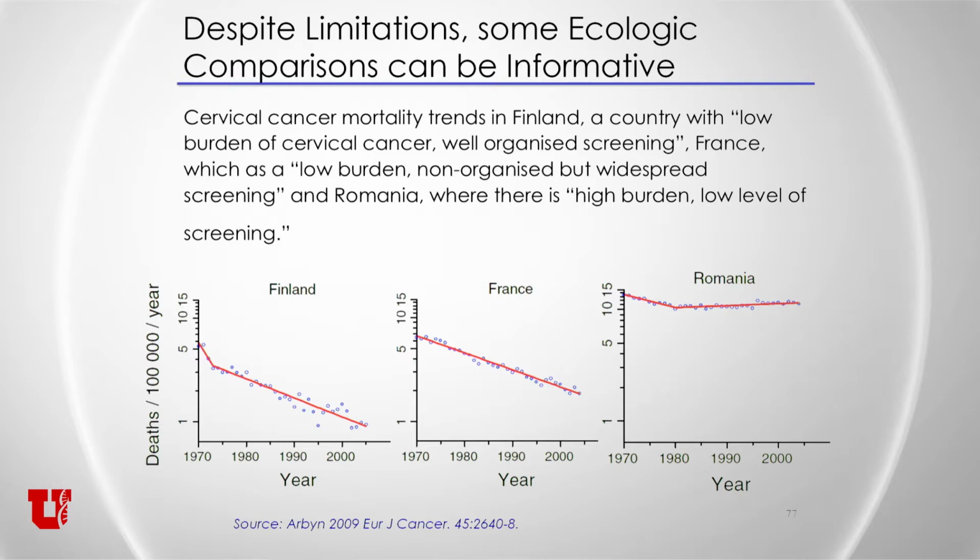The paper has other countries that they feel also had well-organized and widespread screening, right? And then they used in the middle France, which had a relatively low burden of cervical cancer mortality to begin with, and what they describe as non-organized but widespread screening. And then finally, Romania, which these authors describe as having a high burden of cervical cancer mortality to begin with, and a low level of screening throughout this entire period. So the little blue dots are cervical cancer mortality rate, deaths per 100,000 per year for each year on the graph, and then the red line is the slope.